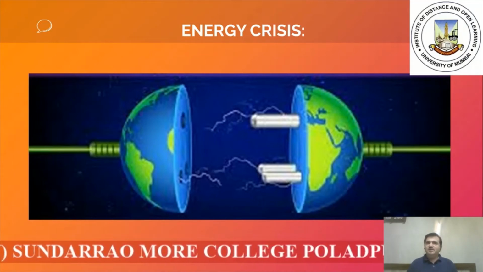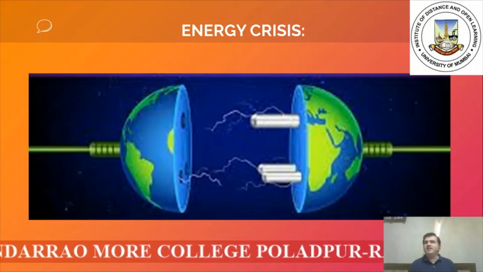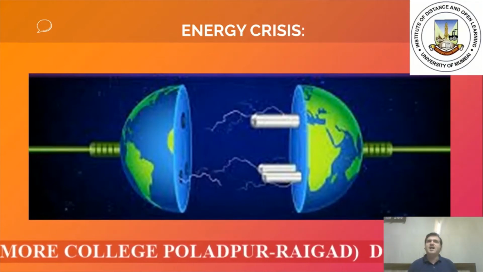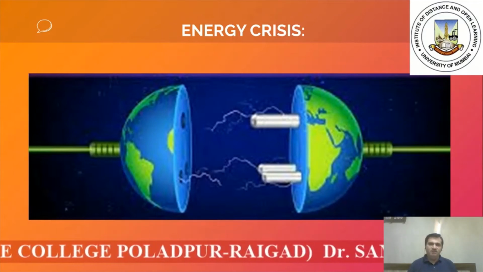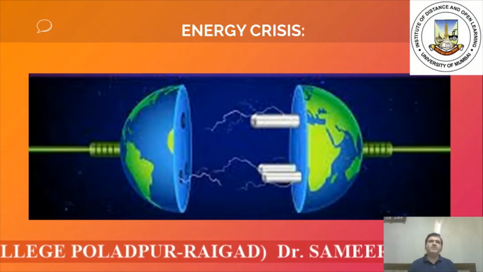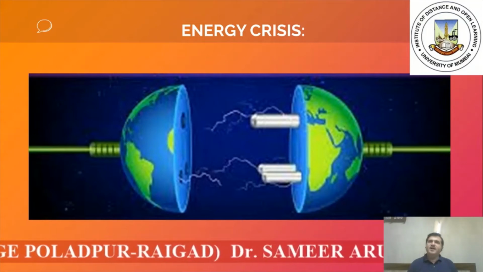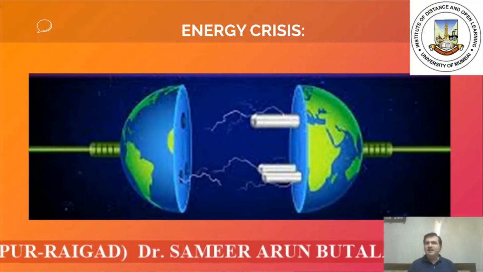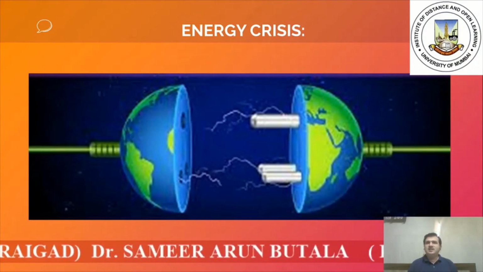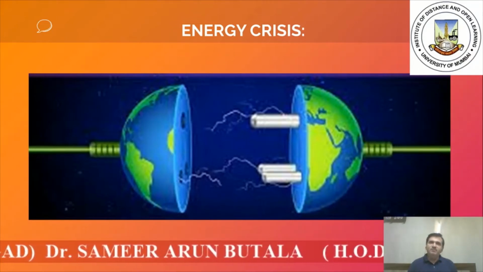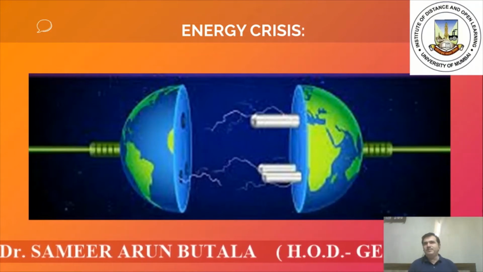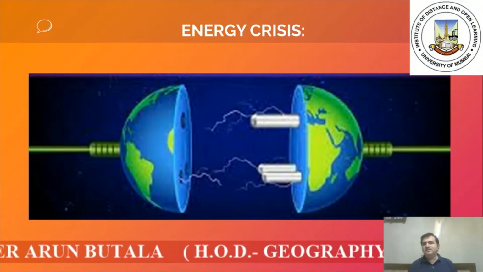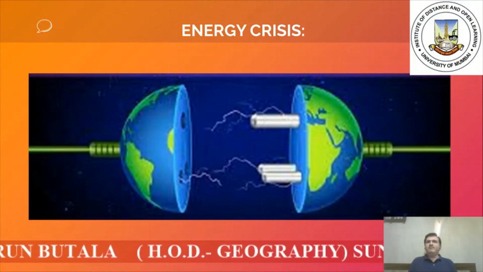We should use energy only when it is essential. We can switch off the fans and lights when not required at home, office, railway, etc. We can also develop equipment which consumes less energy. That is, instead of an ordinary bulb, we can use a CFL bulb.